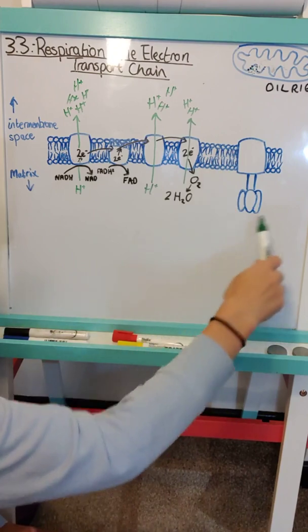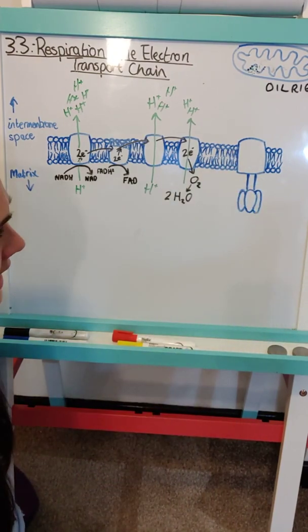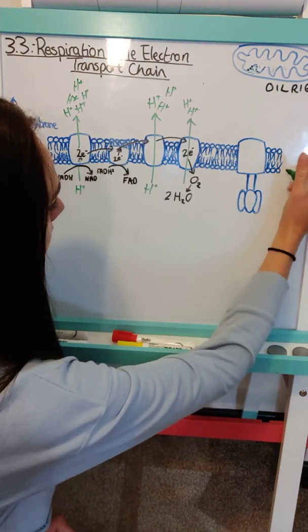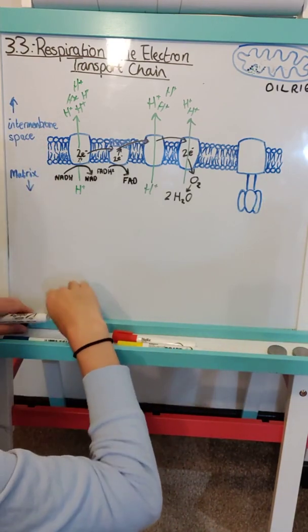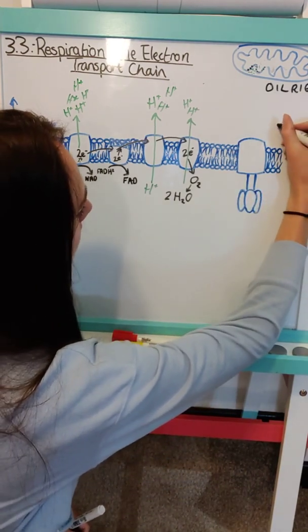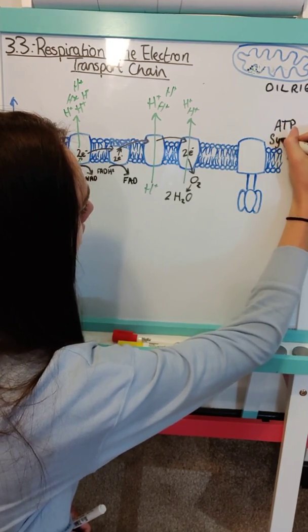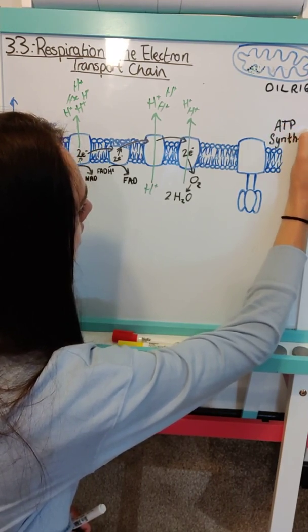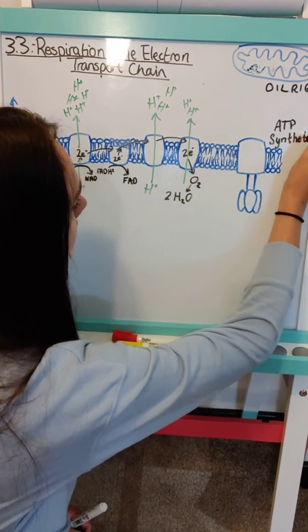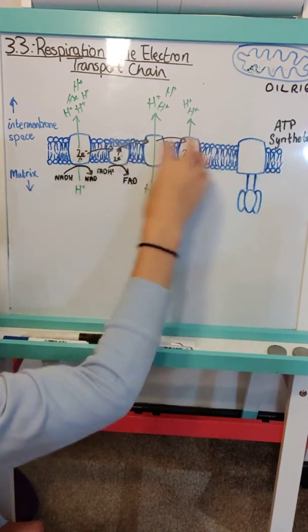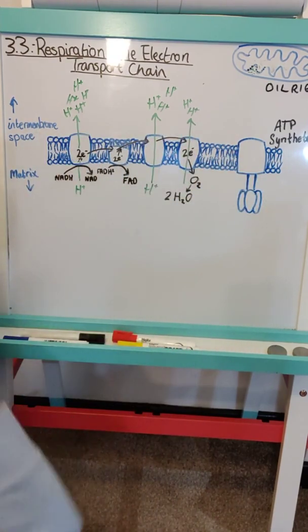So this is where we come to this stalked particle. Now, nearly everything that I've read calls it ATP synthase, but WJC call it ATP synthetase. So here we go, we'll call it that. I'll write it here. ATP synthase. There we are. So ATP synthetase, and that's the enzyme that is associated with this electron transport chain.